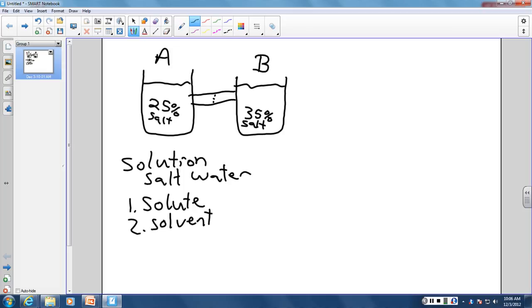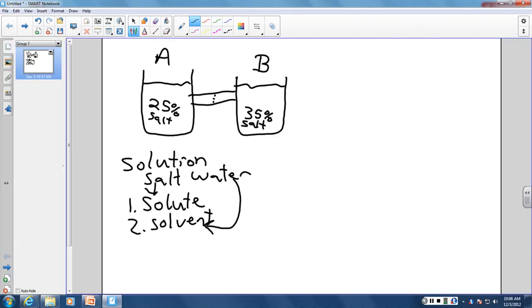Right? You all remember that? So any solution has a solute and a solvent. So the solute is what's dissolved in the solvent. So solute is dissolved in solvent. So if we have a solution of salt water, salt would be the what? Solute. Water would be the solvent.